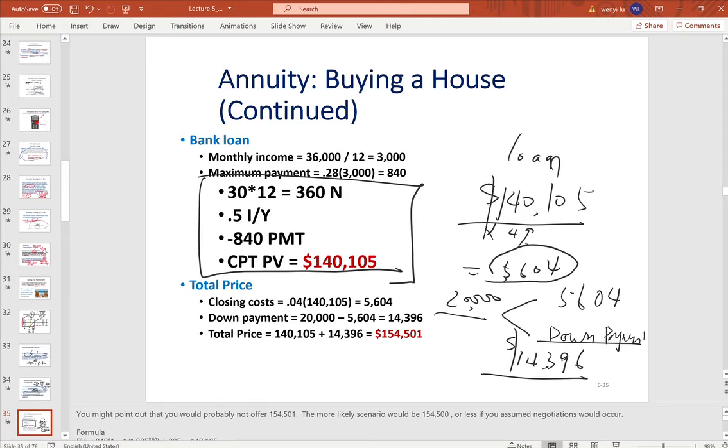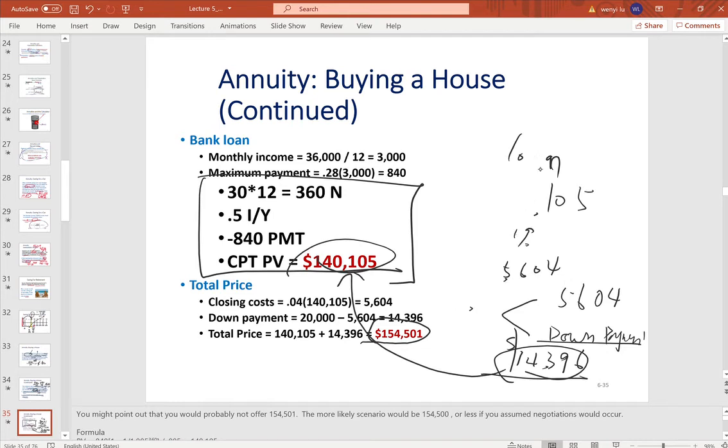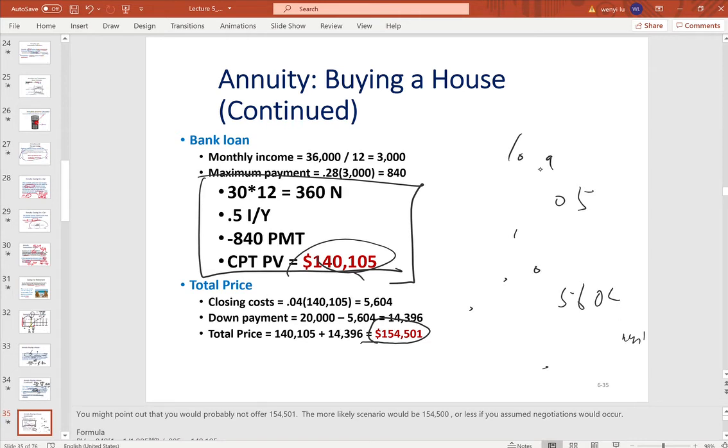Down payment plus the loan, the remaining loan for this house, right? This mortgage plus down payment equals what? Equals the house price when you purchase the house, right? What's the total price? It is 154,501. So that's the value of the house on the market when you purchase this house and sign a contract, right?